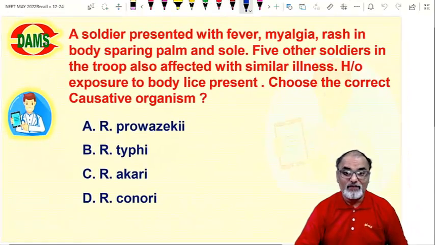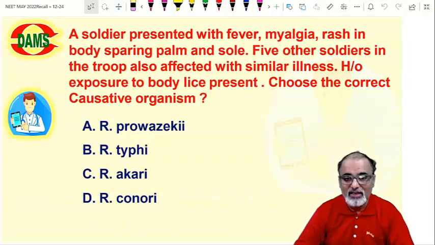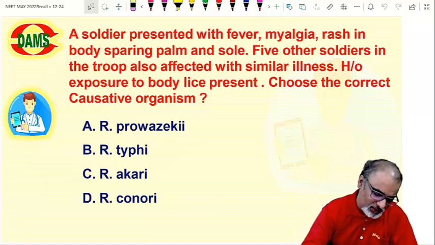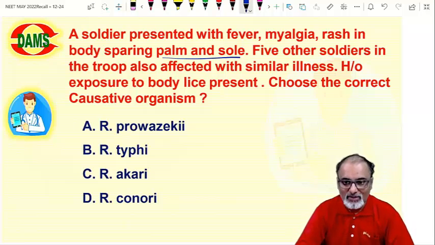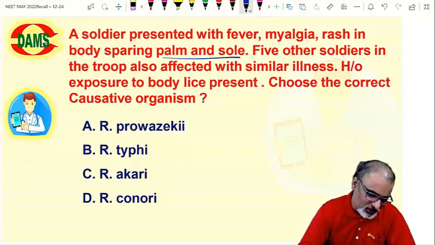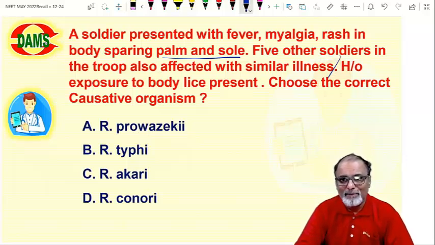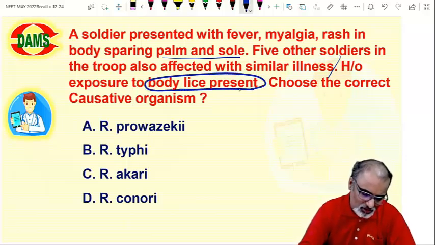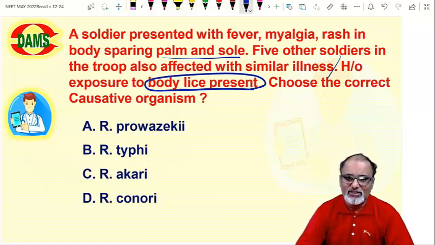always we have a question on vectors. There is a table in my class, all vectors and respective diseases. We discussed in TND and many times. A soldier presented with fever, myalgia, rash on the body, sparing palms and soles. So some rash is there. 5 other soldiers in the troop were also affected with a similar illness. So it is contagious. History of exposure to body lice is present. That's a clue. Choose the correct causative organism.